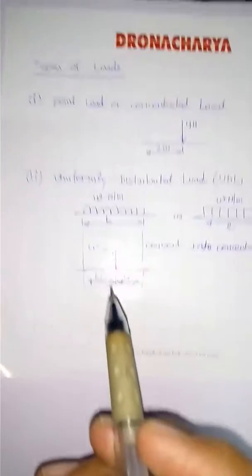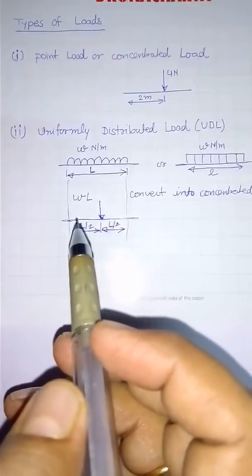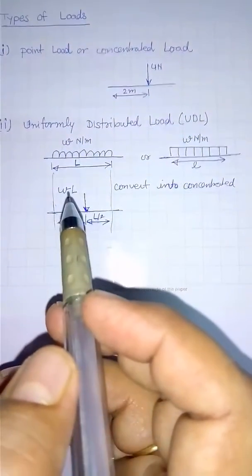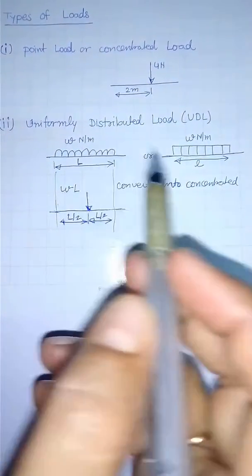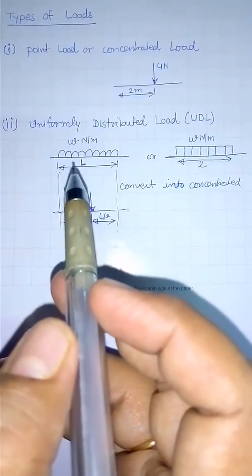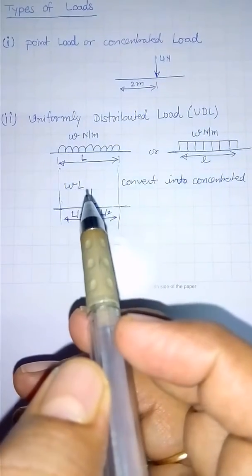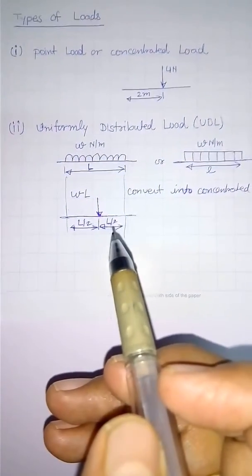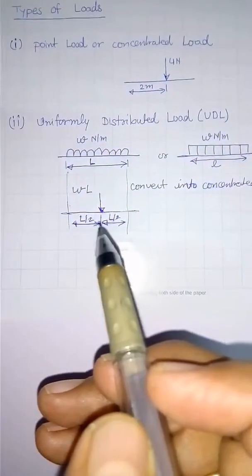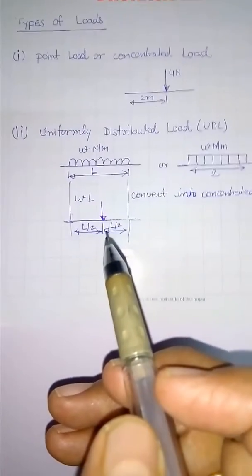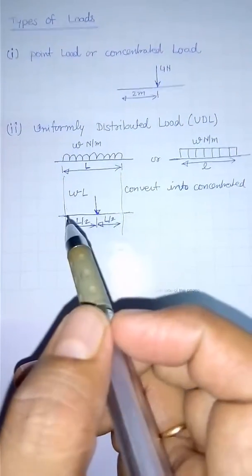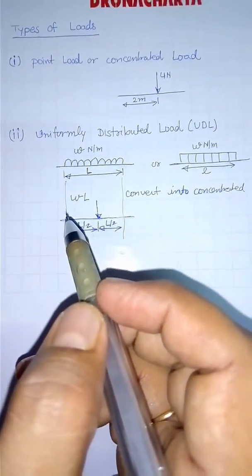Now how to convert it into a concentrated force? It can be converted into a concentrated force by taking it acting at the center as W into L, that is the area of this rectangle. You can say W Newton per meter over the length L, so the total is WL. It is assumed to be acting at the center of the length, that is L by 2 from both sides. Now we are required to convert a UDL into a concentrated force for different problems, for calculation of moments.